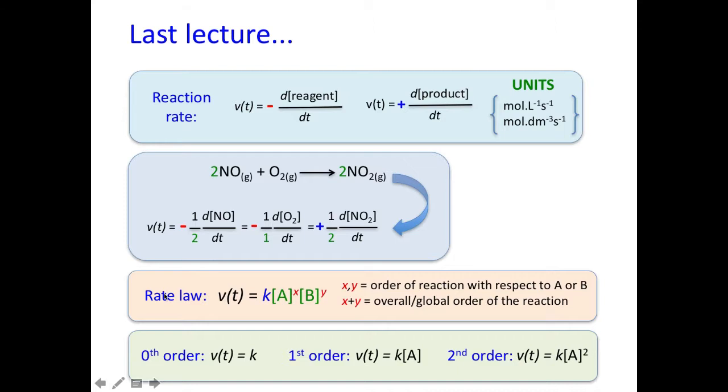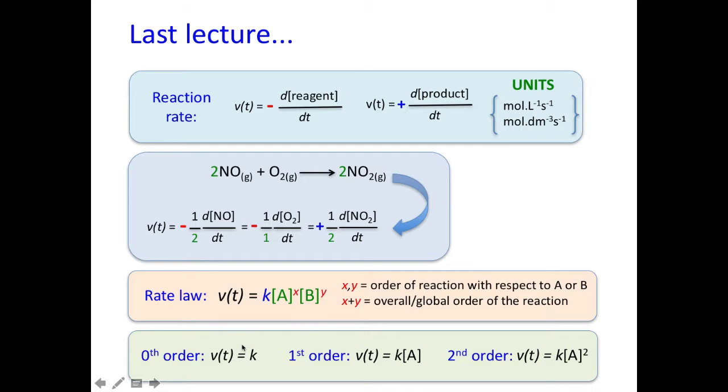We have also seen the definition of a rate law. A rate law is another way to give you the reaction rates as a function of the concentrations of reagents. In this case we have the concentration of A to the power of x, and the concentration of B to the power of y. The proportionality constant k is the rate constant. x and y are the orders of reaction with respect to A or B, respectively, and x plus y is the overall order for this reaction. Remember that rate laws are experimentally determined. We need to do experiments to monitor concentrations as a function of time in order to calculate and predict rate laws.